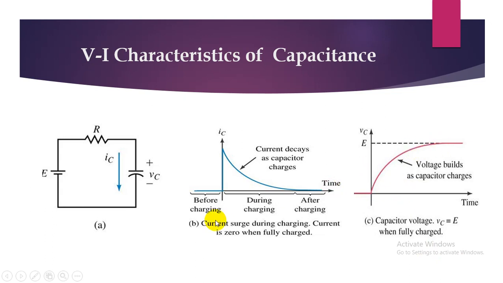Like this, the property of the capacitor is that it doesn't allow a sudden change in voltage, whereas the property of the inductance is that it doesn't allow a sudden change in current. Please remember these two points regarding inductance and capacitance. And here the capacitance is also a storing element. The capacitor is a storing element.